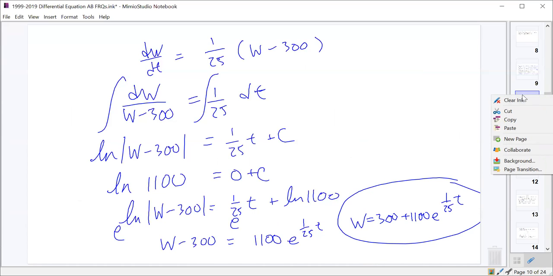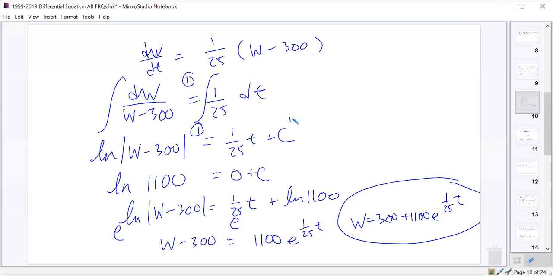And then on the scoring for that one, it's 1 point if you separated the variables correctly. They gave you 1 point for both of the antiderivatives, 1 point for putting plus C, 1 point for using the initial condition to find your C, and then 1 point for finding W by itself. So 5 points there for part C.